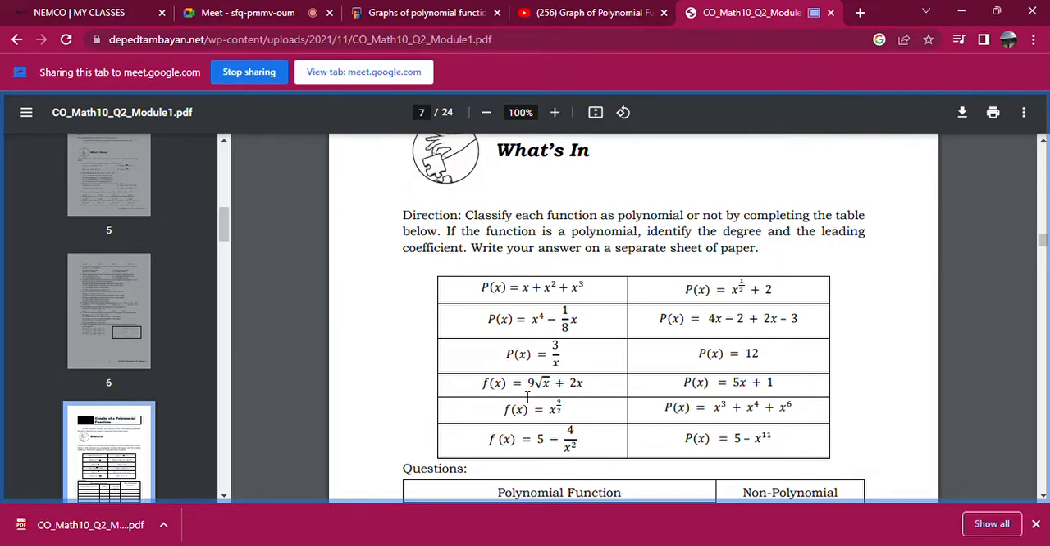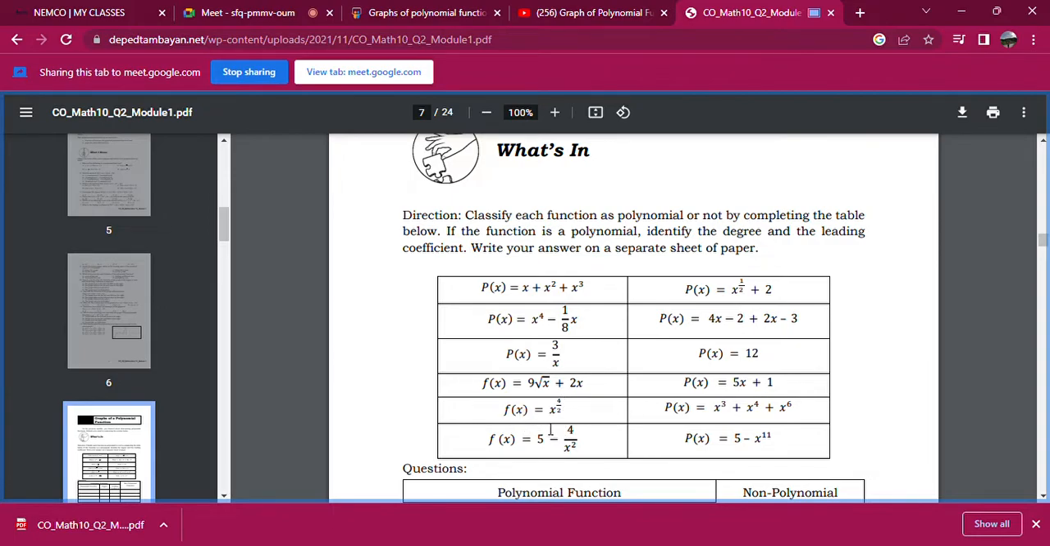We also have another example, f of x is equal to 9 square root of x plus 2 of 2x. This one is still not a polynomial function because our variable is inside the radical. So again, that is not a polynomial function.